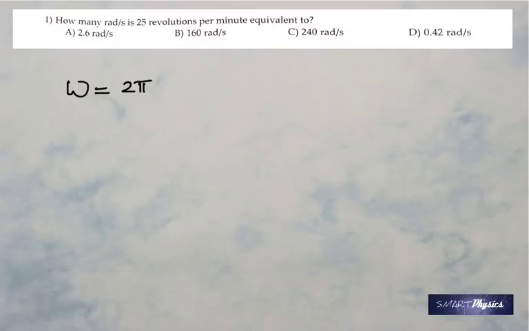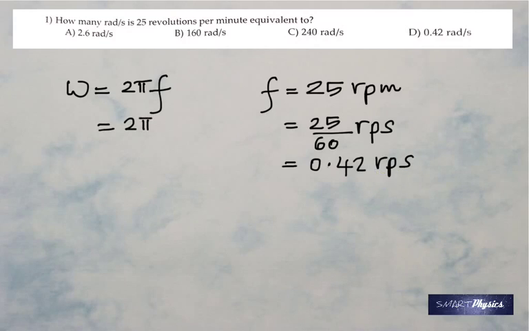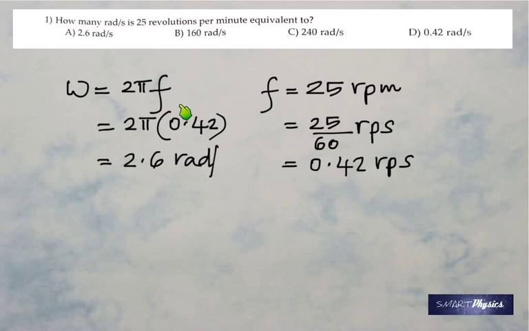Therefore, 25 revolutions would be 25 times 2 pi. But that is in a minute or 60 seconds. Therefore, if you divide it by 60, you will get it in a second. Now remember that frequency is 25 rotations per minute, and when you divide by 60 it becomes rotations per second, and then omega, the angular velocity or angular frequency, is 2 pi times f.